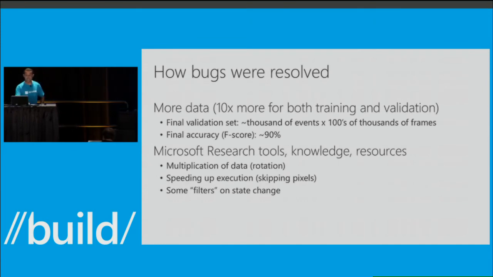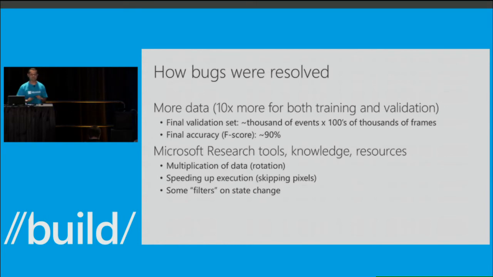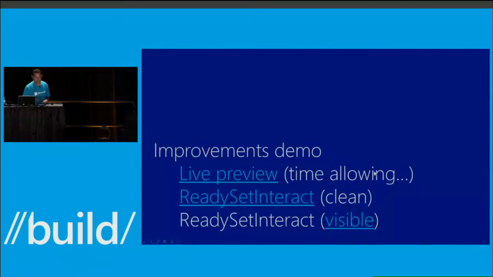So we were going through a reorg internally. Our team was moving to the Xbox One work. So Microsoft Research helped us, and they did a lot of work in multiplying the data also. Rotating the data, trying to train with the data rotated, speeding up execution by skipping some pixels, and filtering the state change with a lot of very smart algorithms.